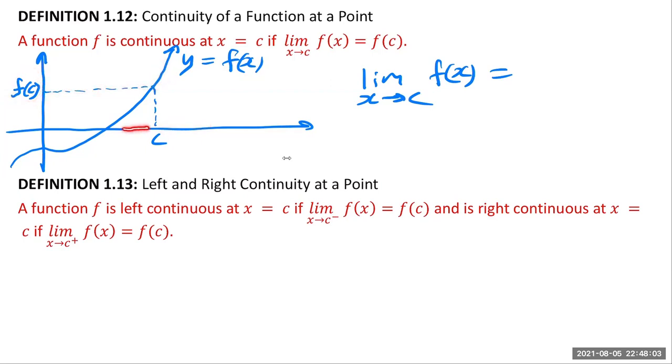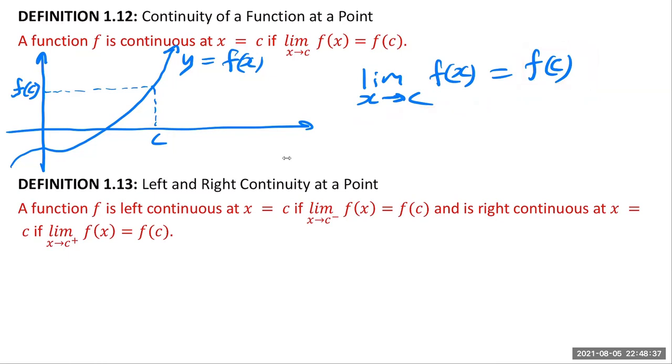Even when x approaches c from the left-hand side, again, your y values are approaching the same value, f of c, which is the function value. So this limit is equal to the function value at the point c. In that case, we say that our function f is continuous at this point c. Continuous means the limit value at x equals c is the same as the function value at that point.